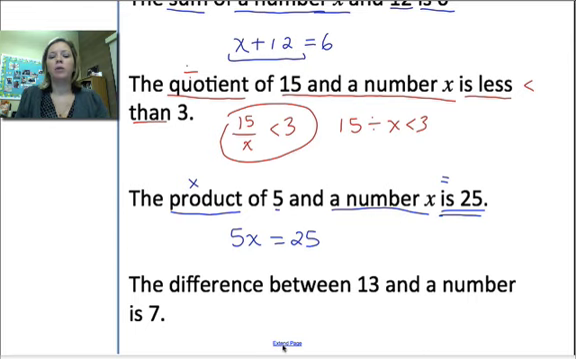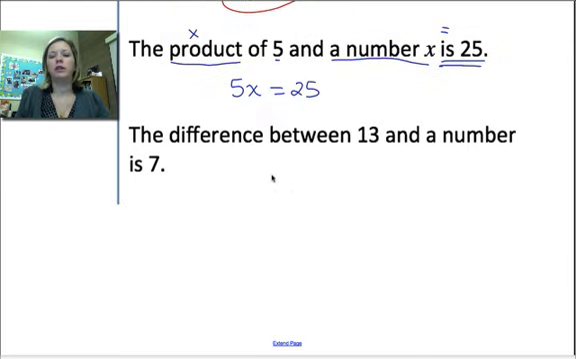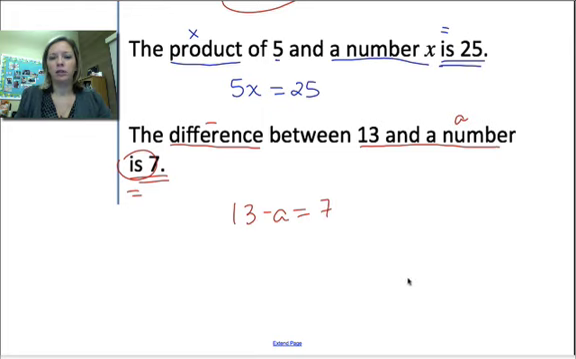Awesome. One more. The difference between 13 and a number is 7. Difference tells us to subtract. Between 13 and a number, it doesn't tell me what my number is, so let's use a different letter this time. Let's use a. And then is 7. Again, that is right there tells me equals. So the difference between 13 and a number would be 13 minus my number, which we don't know, we call it a, is 7. So 13 minus a equals 7.